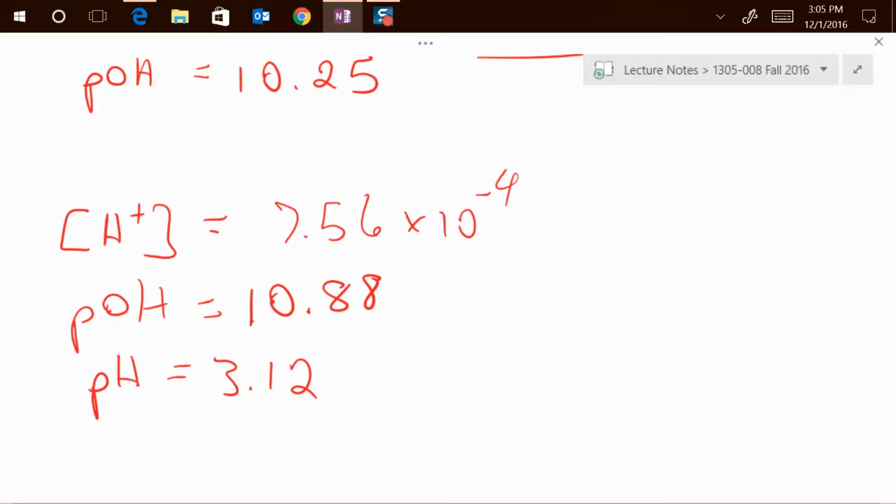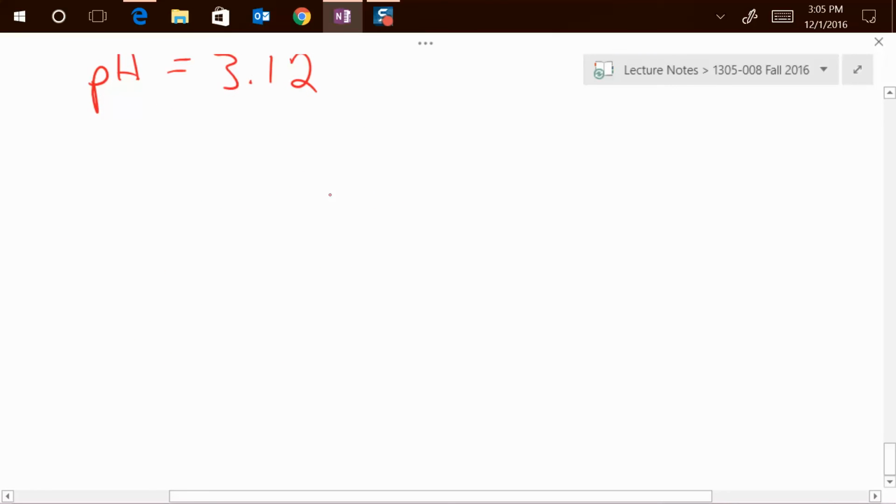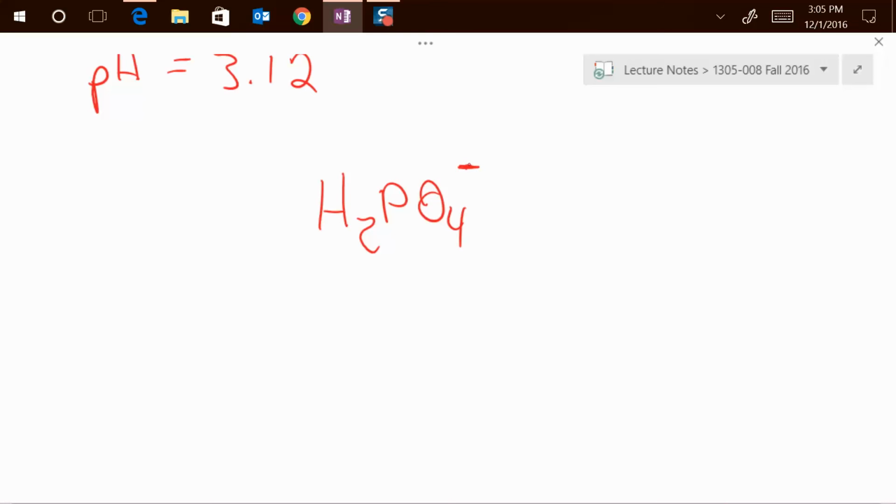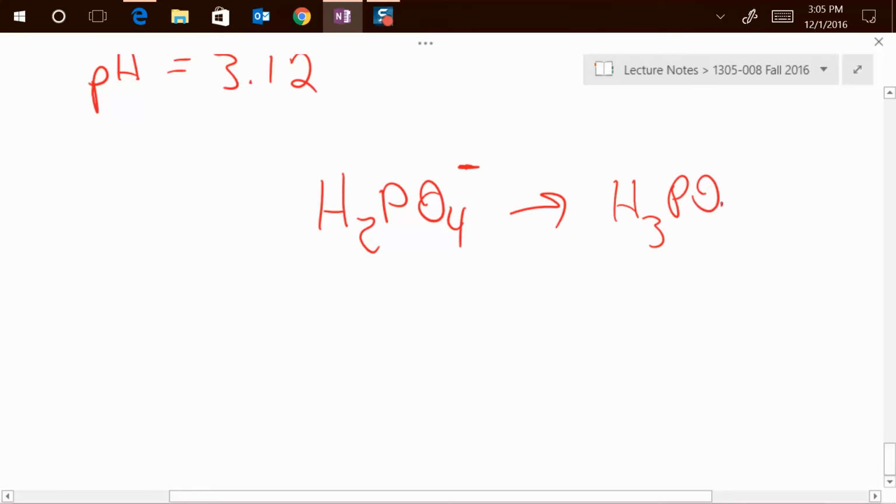All right, now, conjugate acid, conjugate base. So if you have H2PO4 minus, and I ask you, what is the conjugate acid of H2PO4 minus? If I ask you what the acid is of this, you always add a hydrogen to make it the acid. So what is it if I add a hydrogen? So this is the conjugate acid of this base.